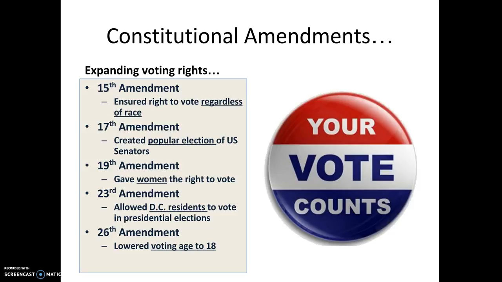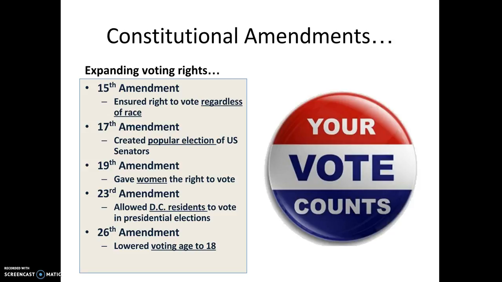Here's the list of constitutional amendments that have expanded voting rights in our country. The first one to take effect was the 15th Amendment. The 15th Amendment ensured the right to vote regardless of race. This amendment was created shortly after the Civil War, and it was designed to protect the voting rights of African American men. What it does is make it so that they cannot take into consideration your race while giving you the right to vote.